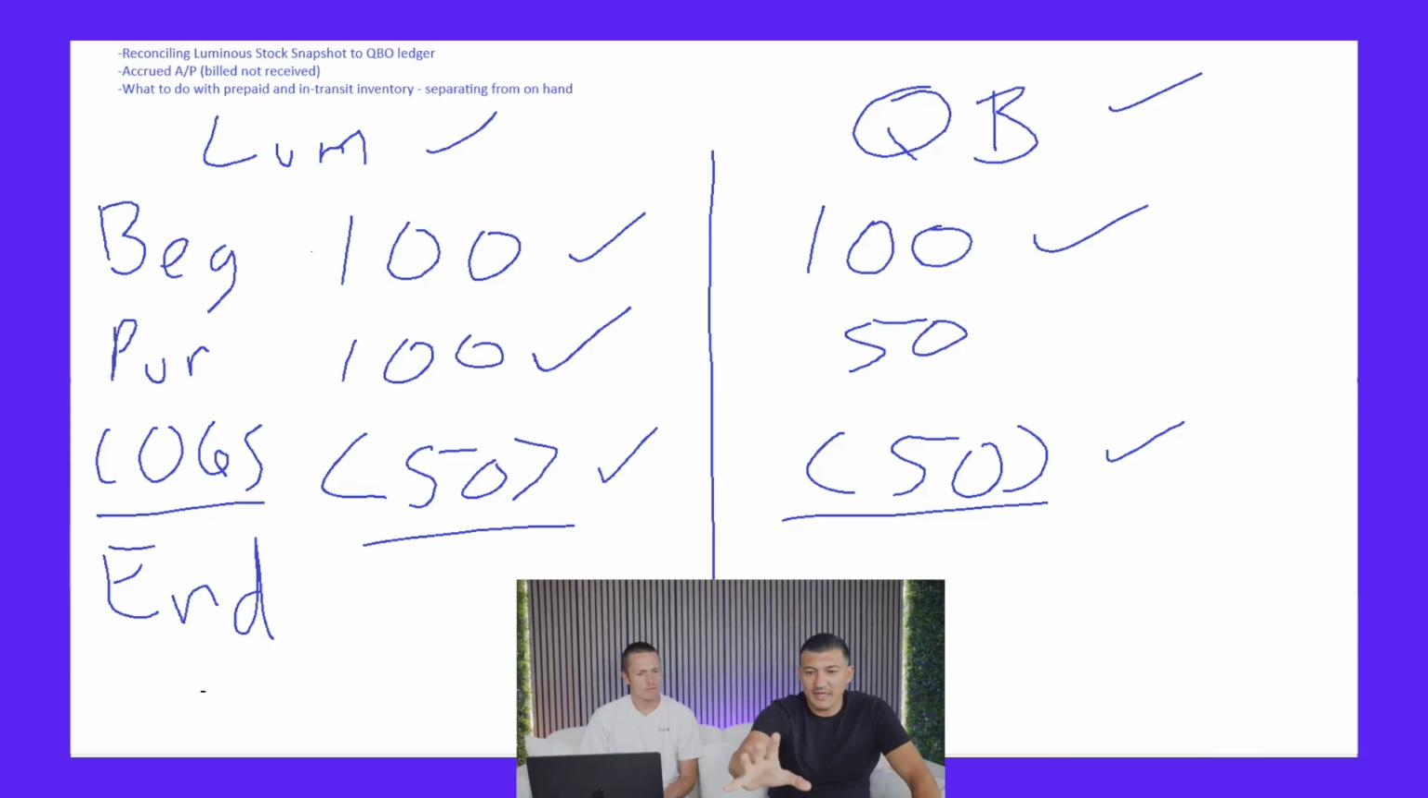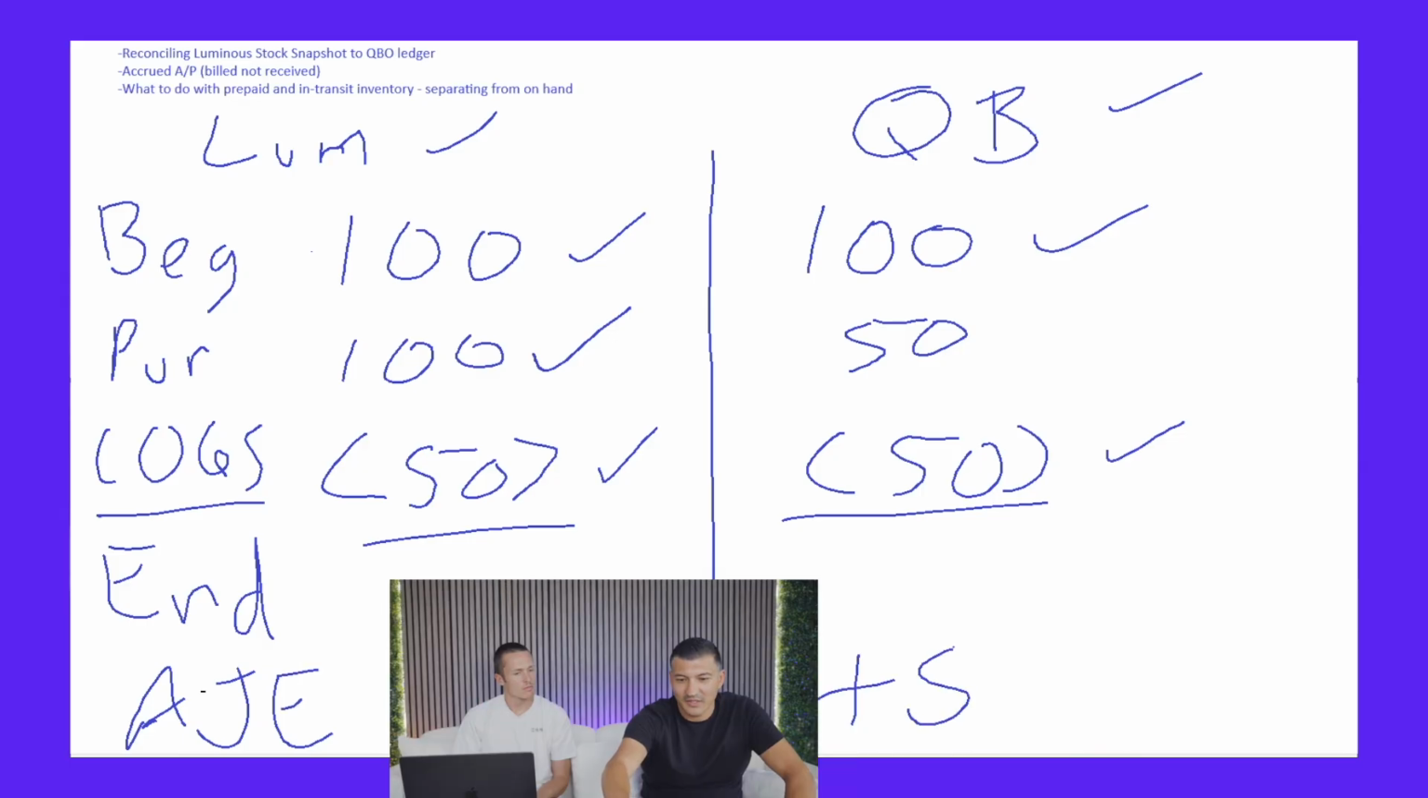Where, if you didn't think critically about what each of these numbers were on purchases per Luminous and purchases per QuickBooks, what you would actually do is book a journal entry, we'll call this at the bottom AJE, the adjusting journal entry. You would come down here and add 50 back to QuickBooks inventory, which actually reduces your cost of goods sold for the month.